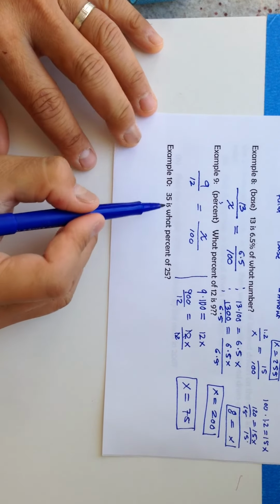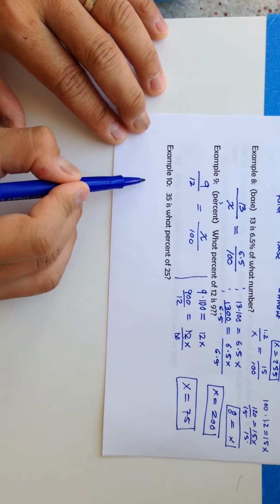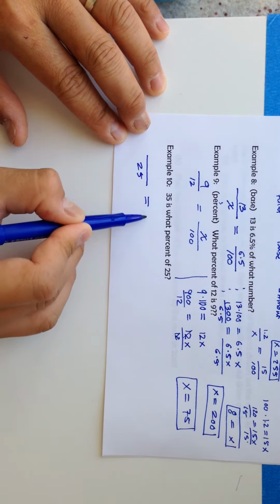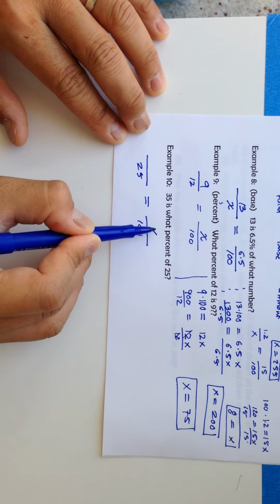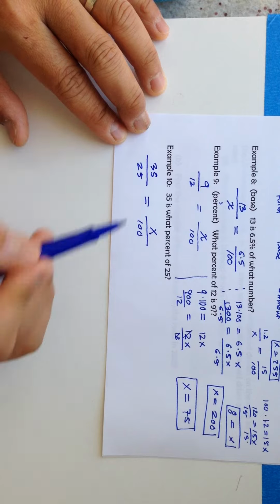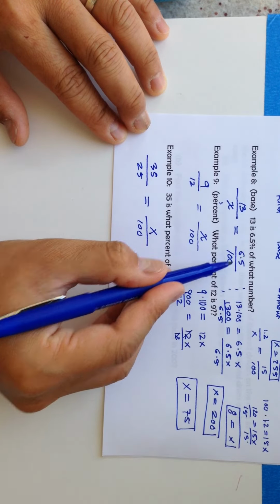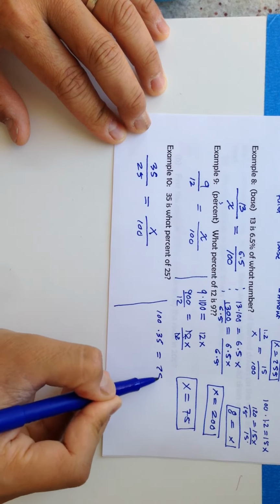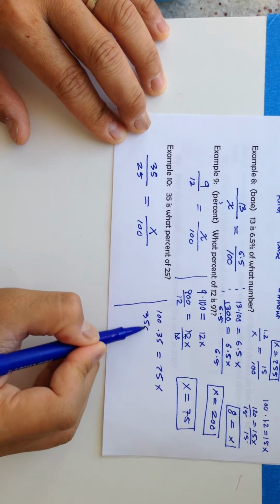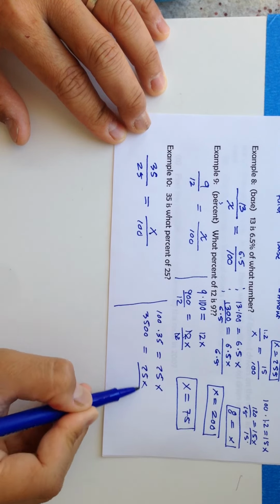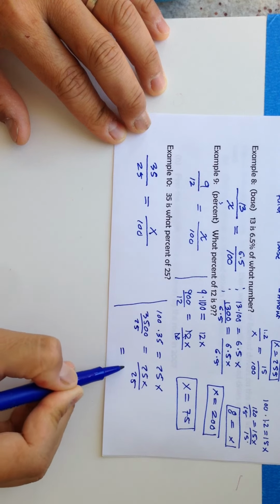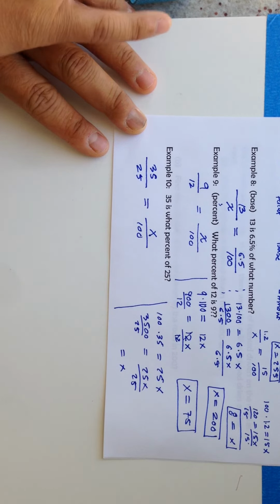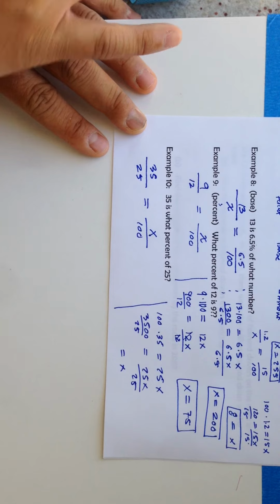Okay, last problem. 35 is what percent of 25? Of 25, 35 is what percent? We don't know what the percent is, so 35 has to go over here. There's no other option. The 100 will always be there. So cross multiply: 100 times 35 equals 25 times x. 100 times 35 is 3,500. Divide both sides by 25. X comes out to be 140.